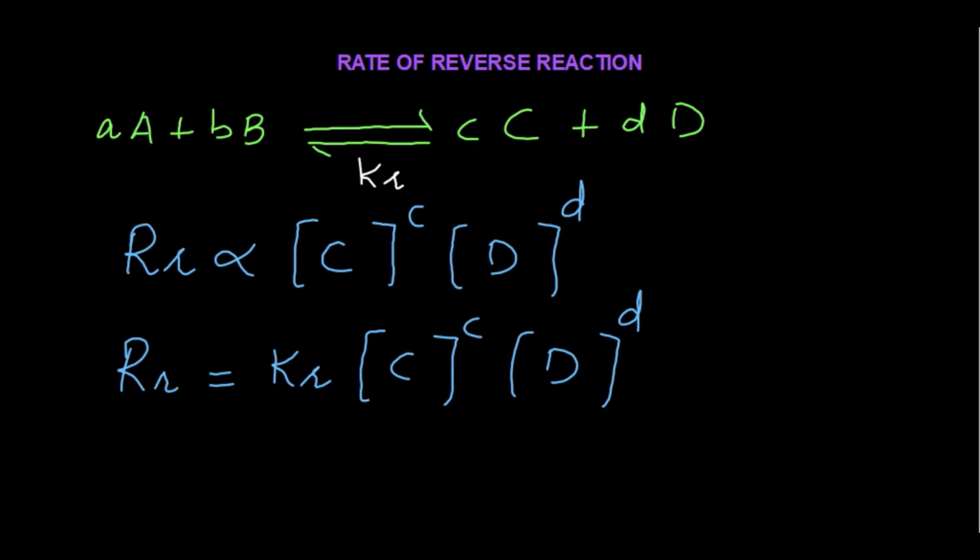Now, students, we will see what will happen at the equilibrium stage. When the equilibrium stage is attained, what will happen? At equilibrium state, the rate of forward reaction and the rate of reverse reaction become equal. So we can write at equilibrium stage, rate of forward reaction is equal to the rate of reverse reaction. RF is the rate of forward reaction while RR is the rate of reverse reaction.